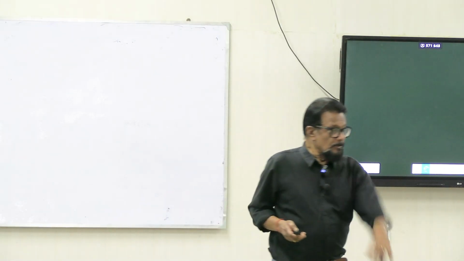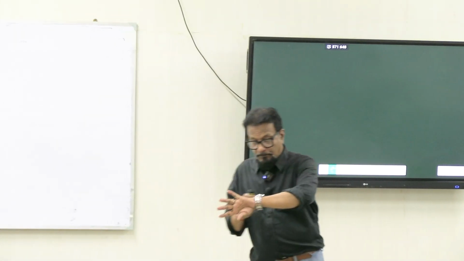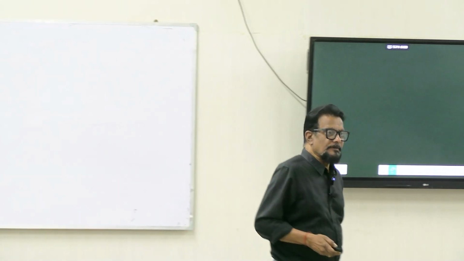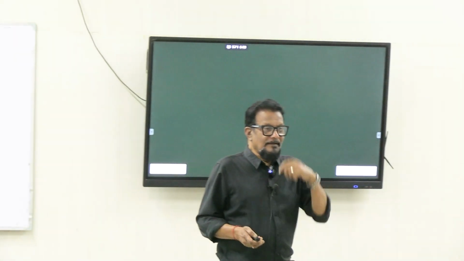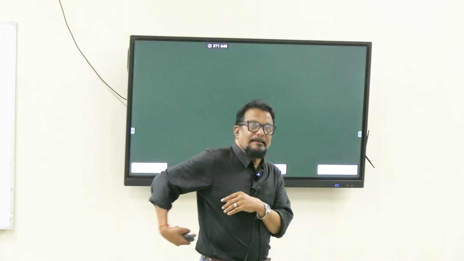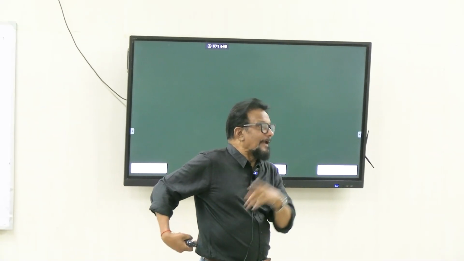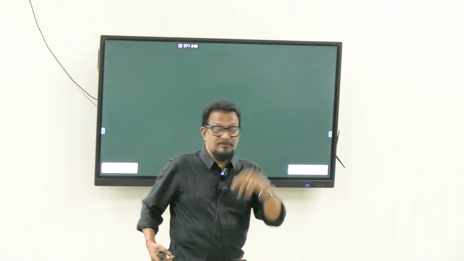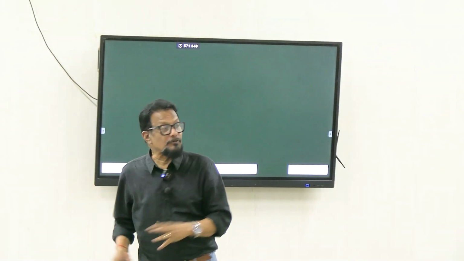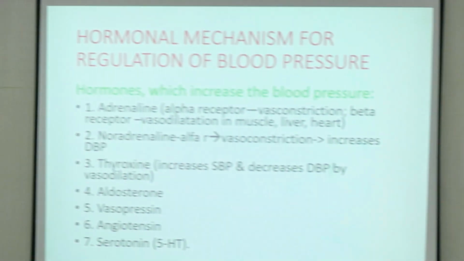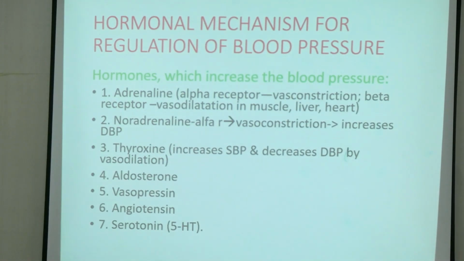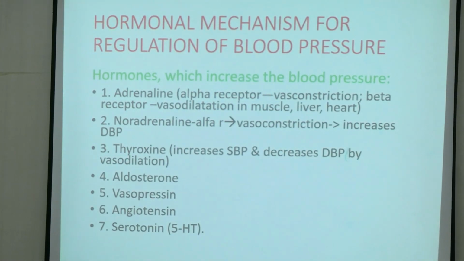Hormonal mechanism. So, very less time. There are some hormones that cause vasoconstriction. Number one, adrenaline secreted from the adrenal medulla. Adrenaline, noradrenaline, they increase blood pressure, they increase heart rate. So, blood pressure can be increased by this. Thyroxine also increases blood pressure. What happens with thyroxine? Thyroxine increases systolic blood pressure but lowers diastolic blood pressure.